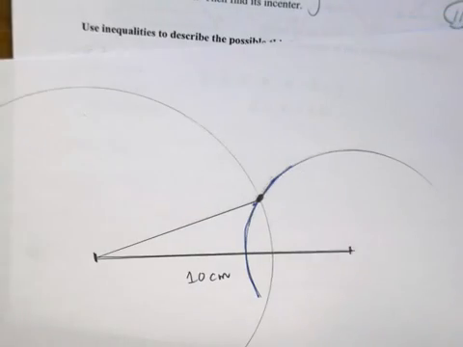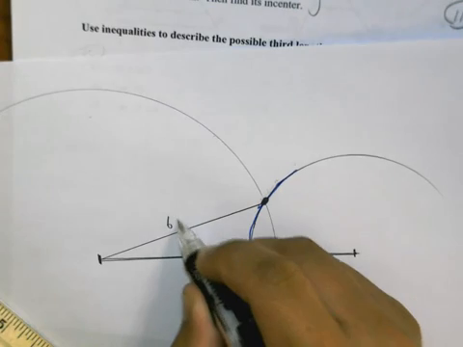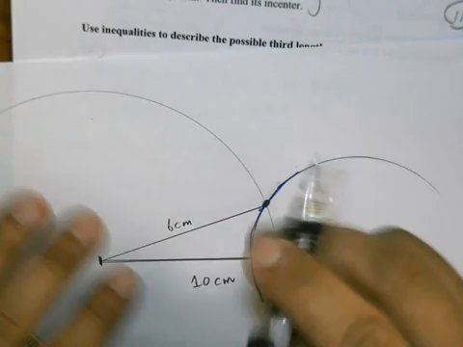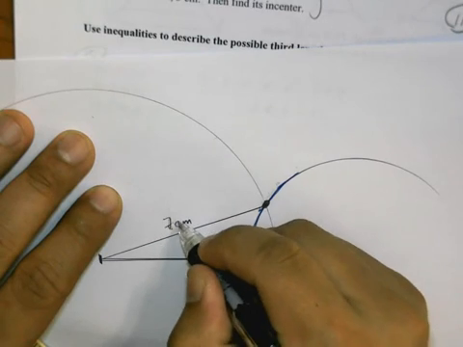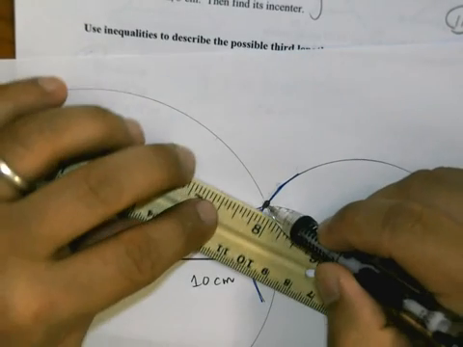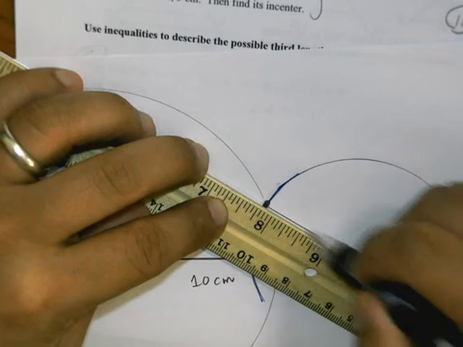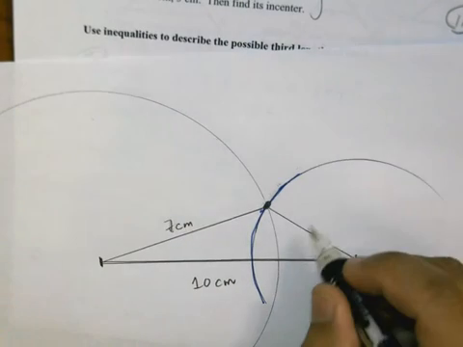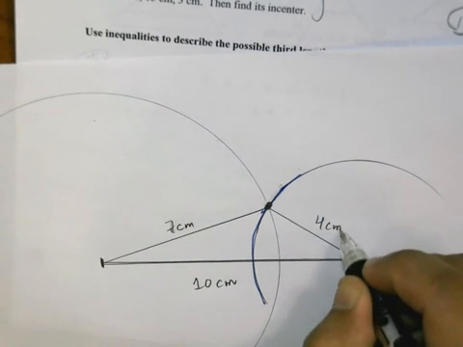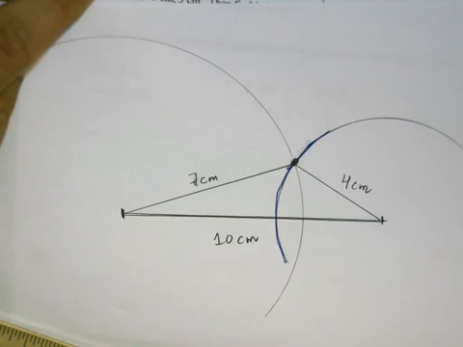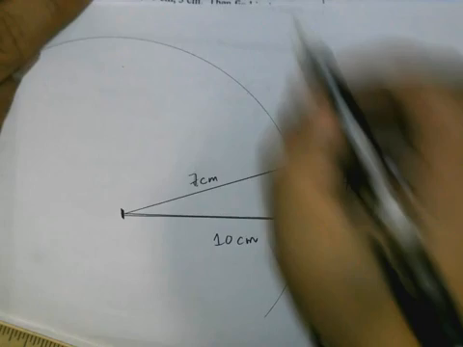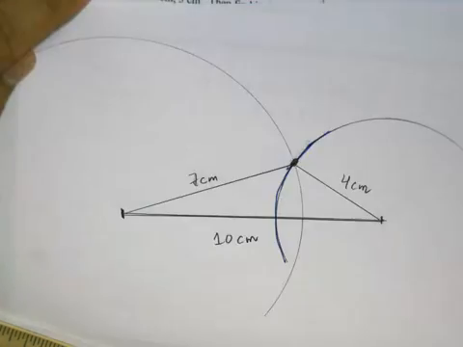Side length number 1. We know that this is 6 centimeters. No, what am I saying? That's 7 centimeters. And side length number 2. This is 4 centimeters. Okay. So there I have it. The triangle is made. Now let's talk about the centroid.